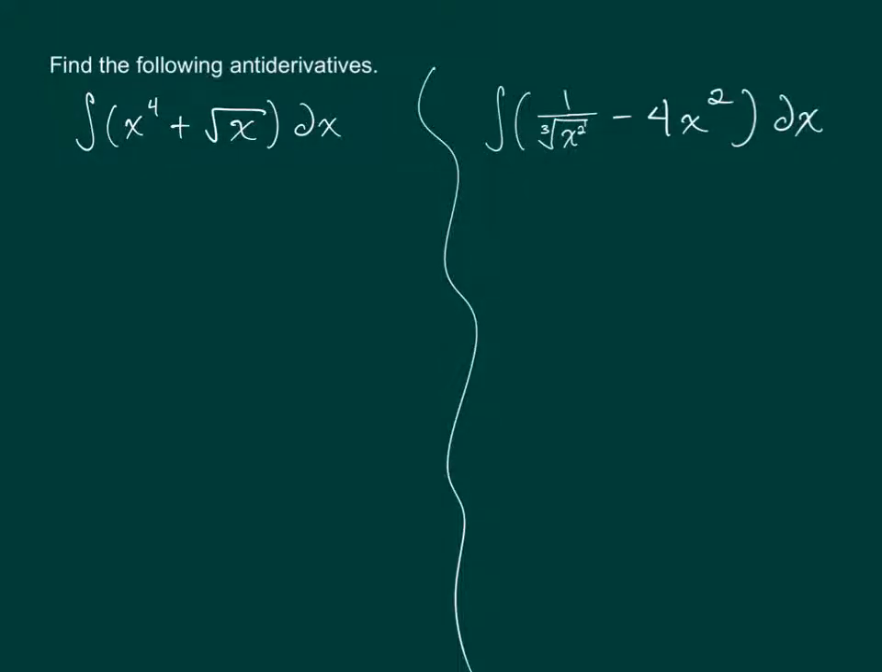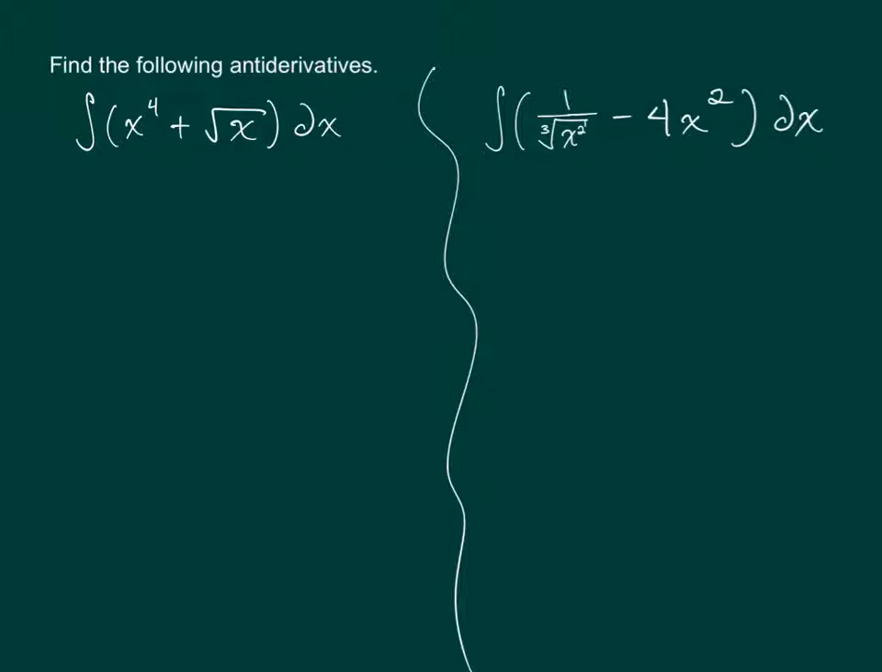Find the following antiderivatives. In this first example, we're trying to find the antiderivative of x to the fourth plus the square root of x. And I want to talk very quickly about this notation, this set of parentheses. Anytime that you have more than one term in an expression, you'll have to wrap parentheses around the expression.